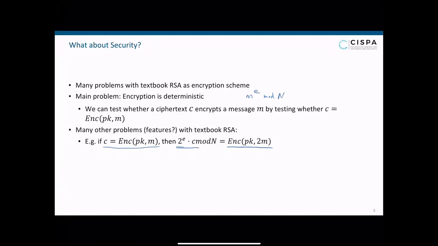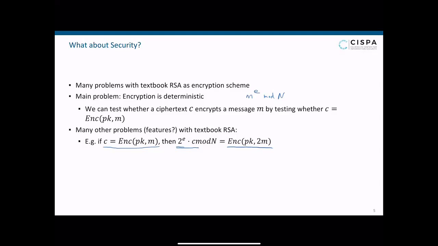So textbook RSA allows me to convert encryptions of actually any message m into encryptions of any known multiple of this message m, right? Not just 2. I could have used any, let's say t. I could have multiplied c with t to the e and gotten an encryption of t times m. So security-wise, of course, this is a problem. This is highly malleable, but in other settings, this can actually be used as a feature.